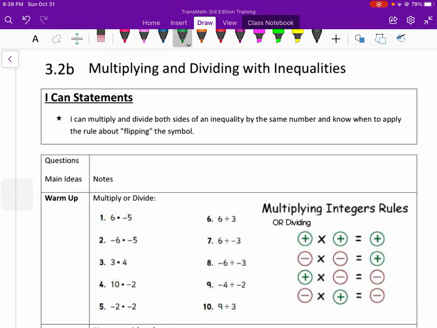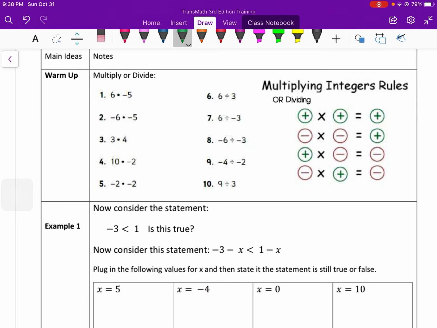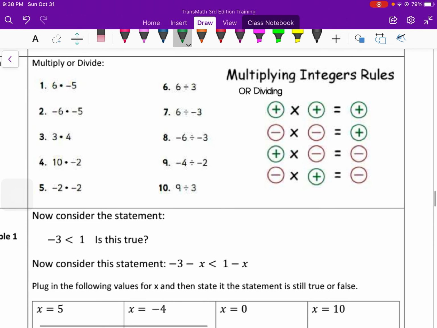Hey class, working with inequalities again today, multiplying and dividing and learning about the rules when multiplying and dividing. So we have to review our multiplying or dividing integer rules. When you're multiplying or dividing with integers, if you multiply and the signs are the same, so a positive times a positive, your answer will be positive. Or if you multiply a negative by a negative, then your answer is positive.